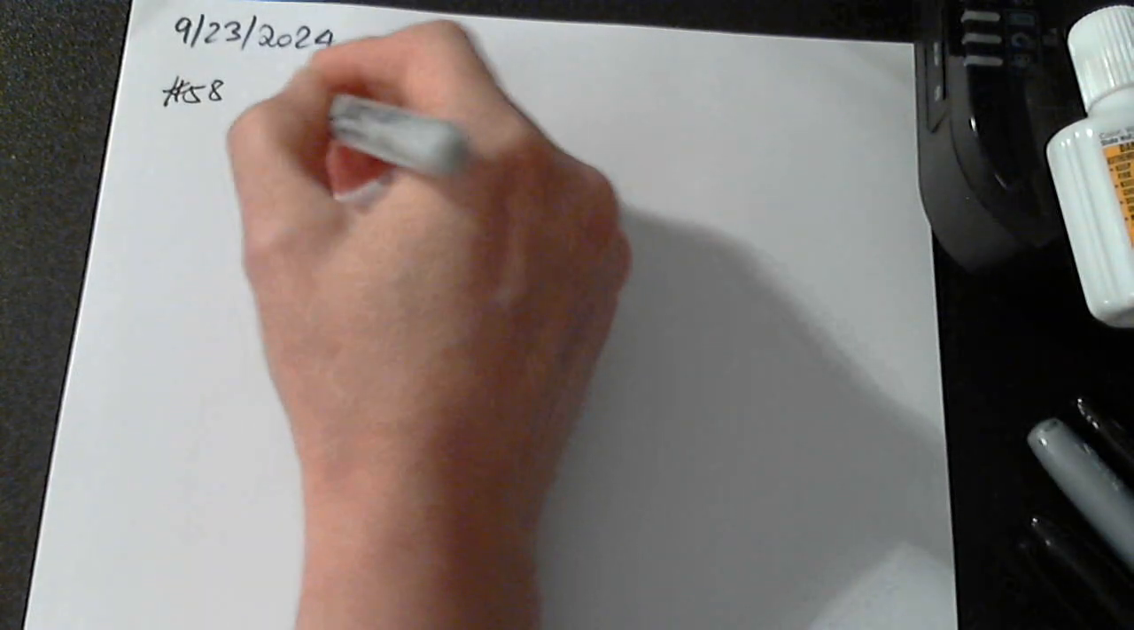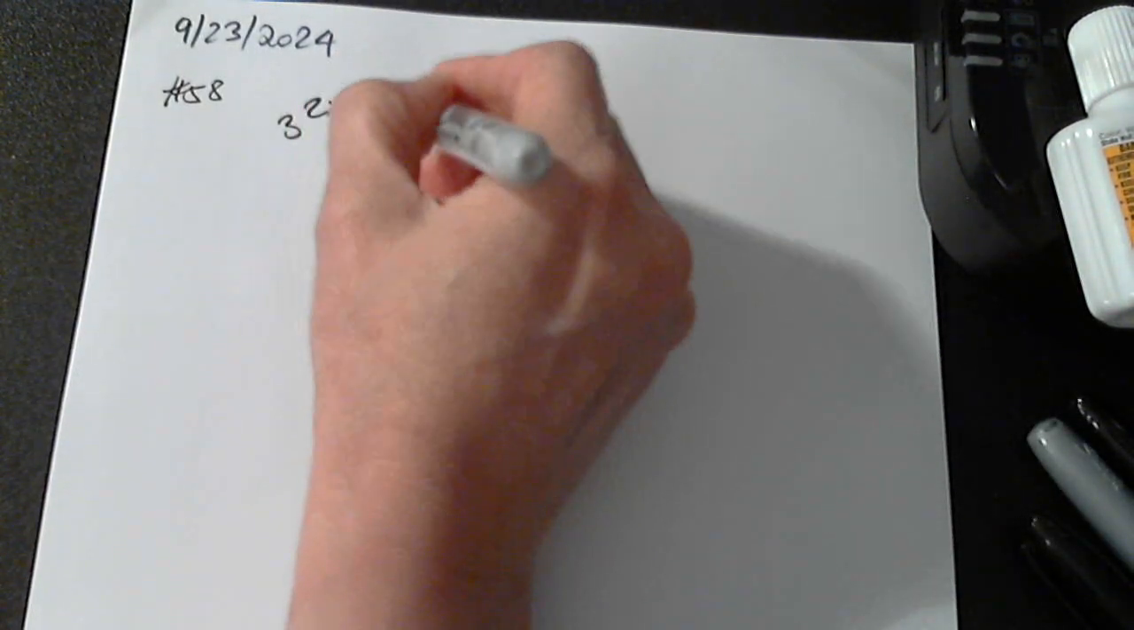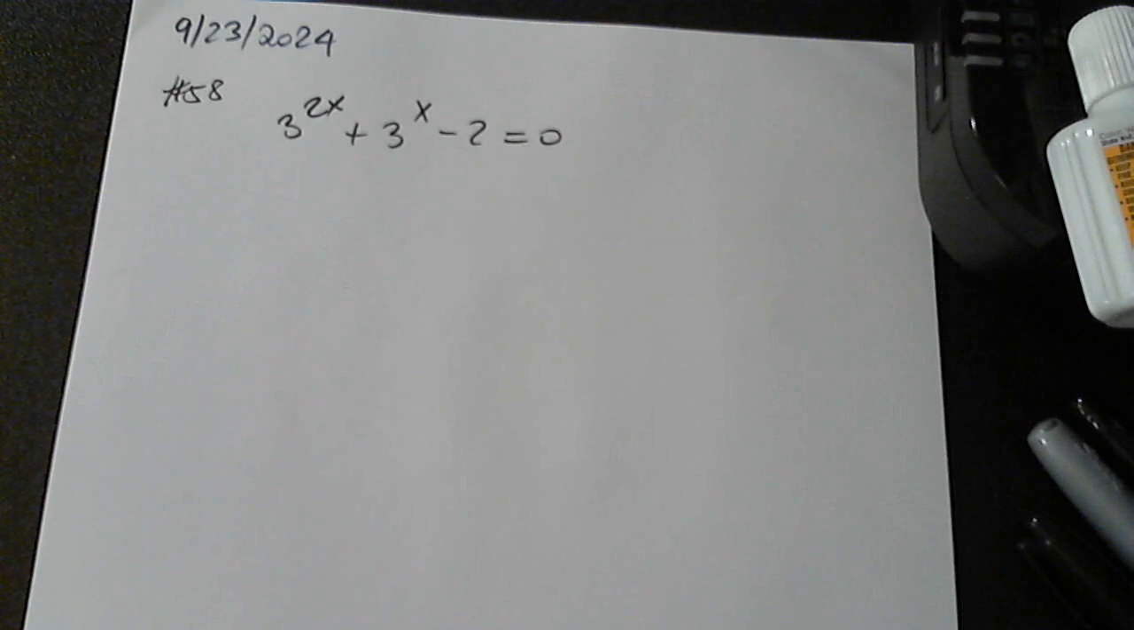These are all review from 145. And I would like 58. Yes, which one? 58, perfect. So let's continue with 58. So 58 has 3 raised to 2x plus 3 raised to x minus 2 equals 0. Perfect, thank you.